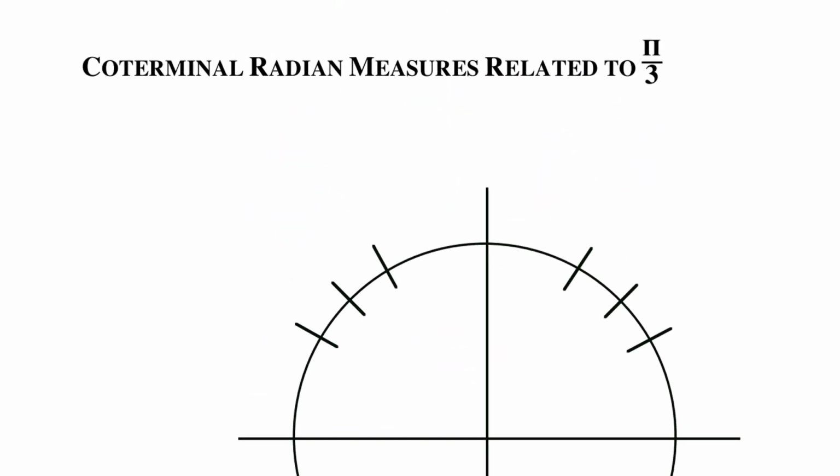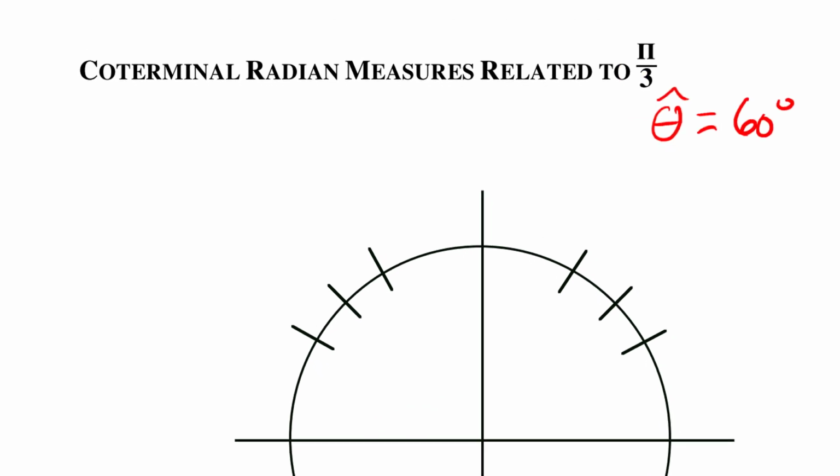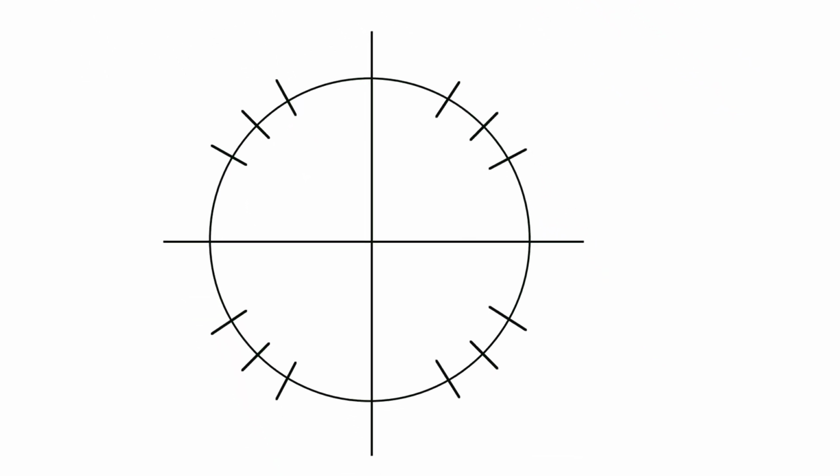Let's do the same for radian measures related to pi over 3. That's where theta hat is 60 degrees. So let's first put the degree measures around: 60 and 120, 240 and 300.